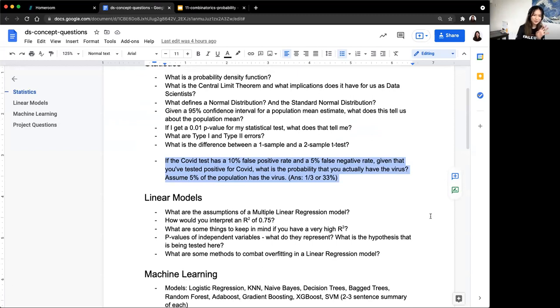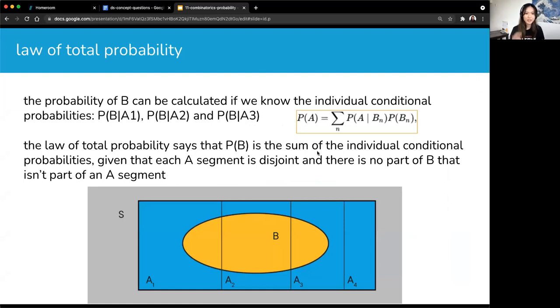But for now, just know that when you're presented with this kind of question, try and connect that with the law of total probability. The question we have here is, if the COVID test has a 10% false positive rate and a 5% false negative rate, given that you tested positive for COVID, what's the probability that you actually have the virus? And assume that 5% of the population has the virus as well. This doesn't really seem like it, but this actually does use the law of total probability to solve, which we'll walk through next week.